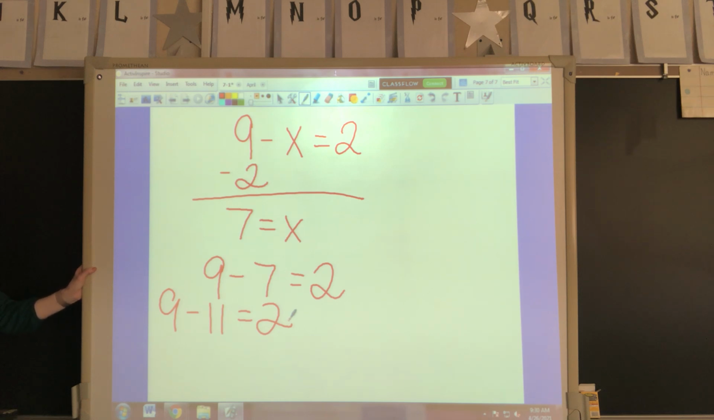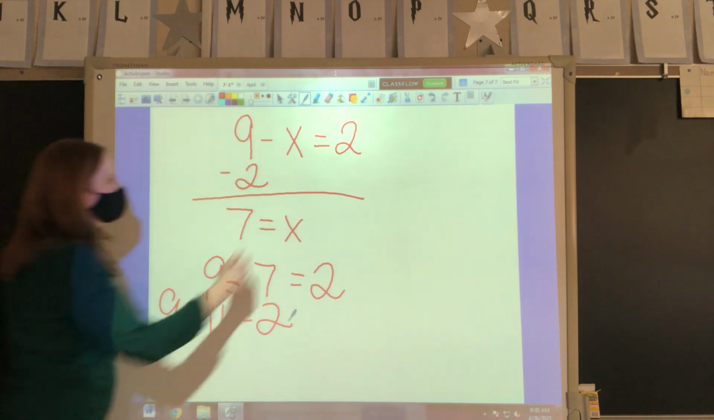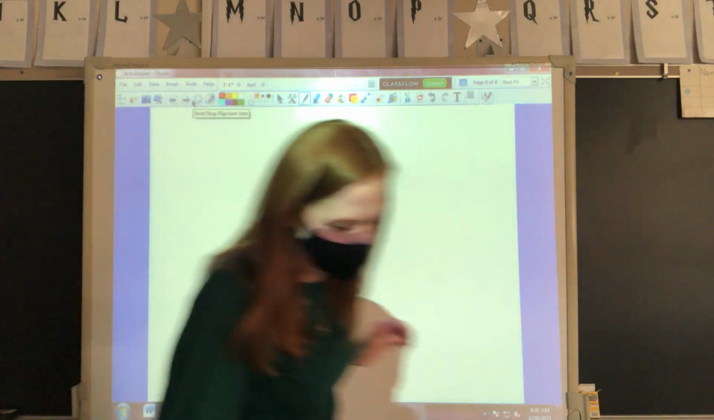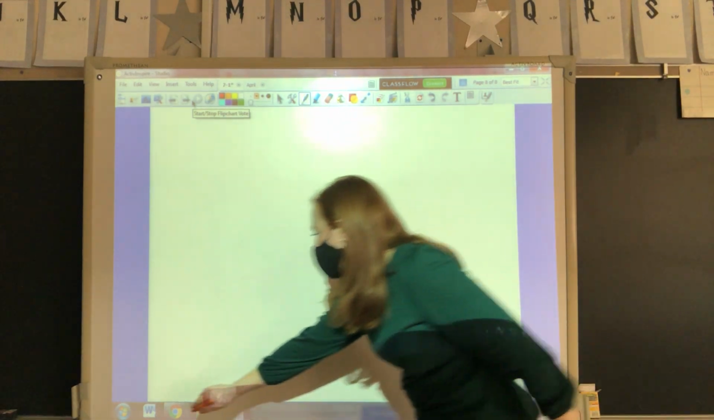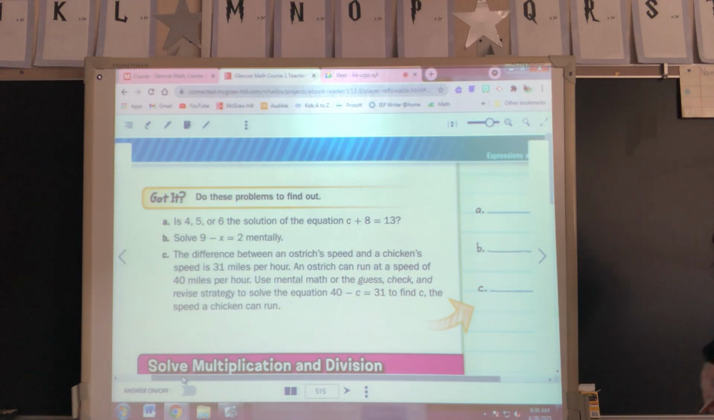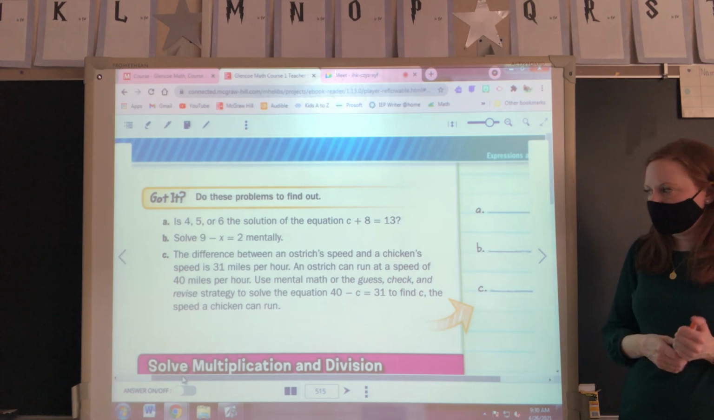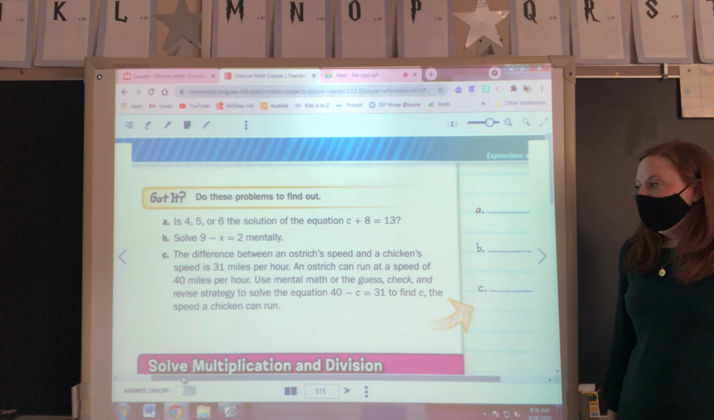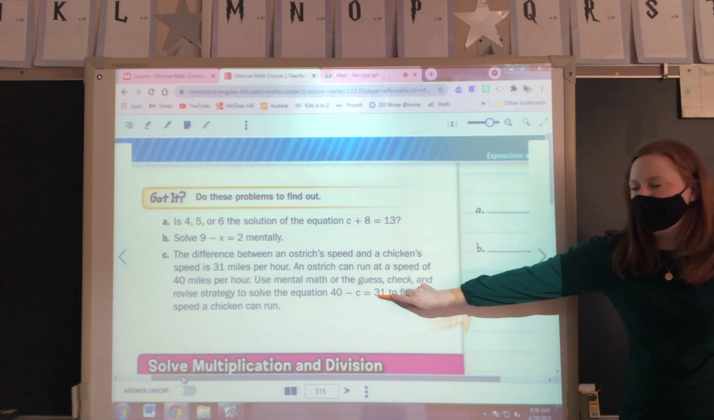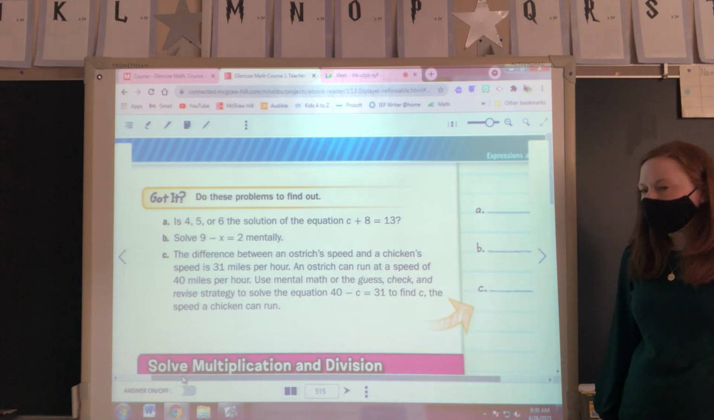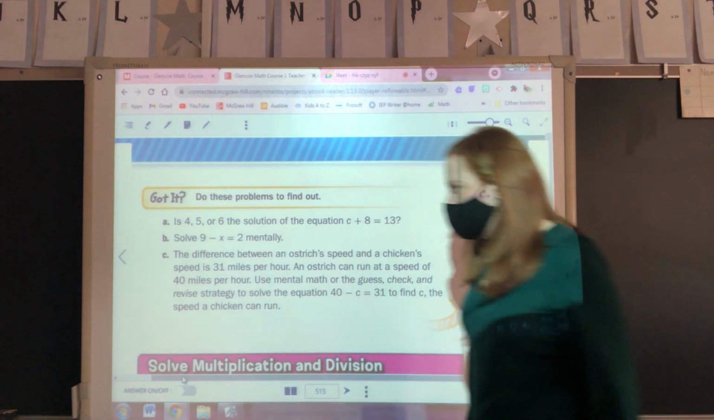I did not look at it at all. Any questions about that? We'll do a couple more like that just so we don't get too confused. All right, take a look at C. The difference between an ostrich's speed and a chicken's speed is 31 miles per hour. An ostrich can run at a speed of 40 miles per hour. Use mental math or guess, check, and revise strategy to solve the equation. 40 minus C equals 31. So again, go ahead and just write that one down. 40 minus C equals 31 to find C, the speed a chicken can run.